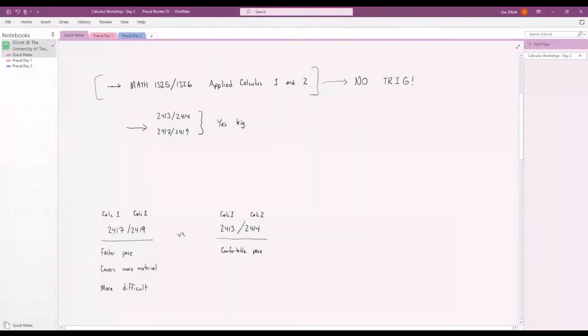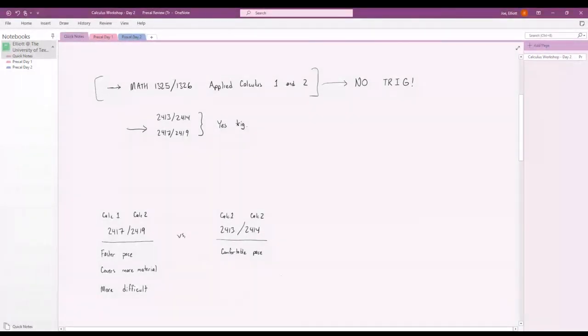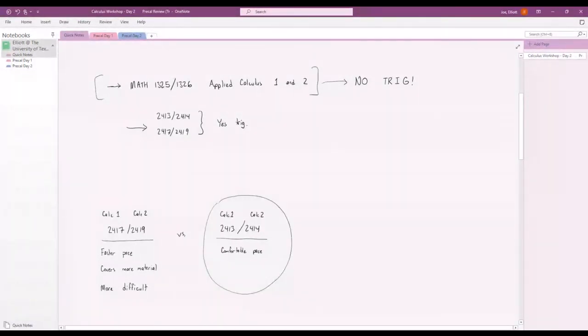So if you have the option between the two sequences, let's see, how would I put it? If you had the option between 2417, 2419 or 2413, 2414, and you're not doing a math heavy major, so you're not really expecting to do that much math, you might want to go with 2413, 2414 because it's going to be a little bit easier.